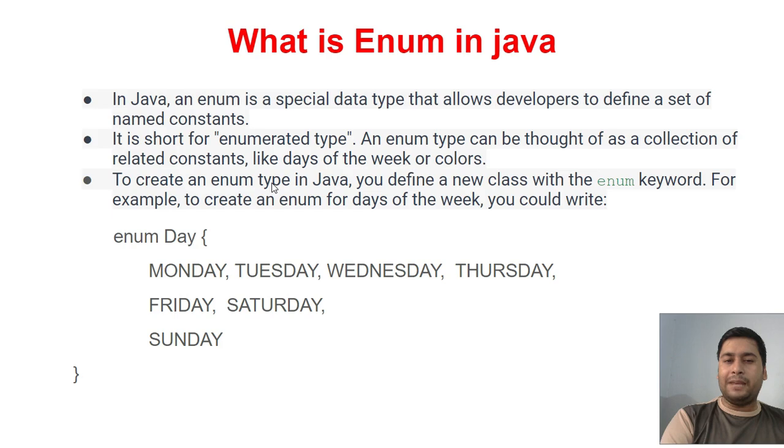To create an enum type in Java, you define a new class with the enum keyword. For example, to create an enum for the day of the week, you write enum, and this is the class name, or you can say enum name, Day, with curly braces open and close. Inside this you write the enum constants. And one more thing: whatever you write inside this enum should be in capital letters. Always define them in capital letters.